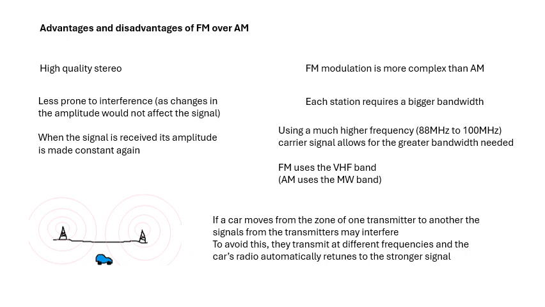One little note might come up. If you're driving in your car and you go from the zone of one transmitter to the zone of another transmitter, will the two signals interfere with each other? And they might. So to avoid this, they actually transmit at slightly different frequencies, okay? And then your car's radio will automatically tune to the stronger signal. Yes, so your enjoyment of Radio 3 will not be disturbed as you go from one zone to the other.